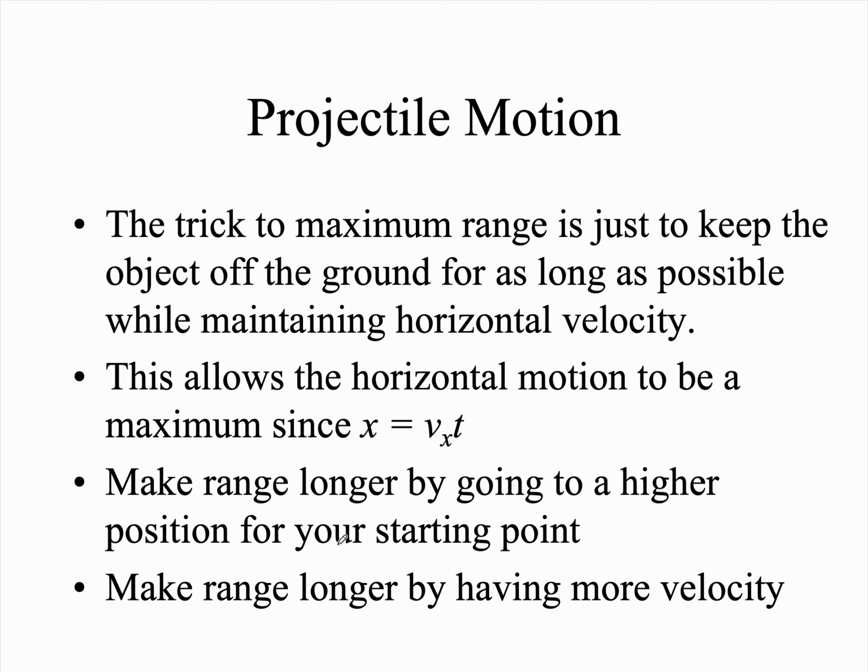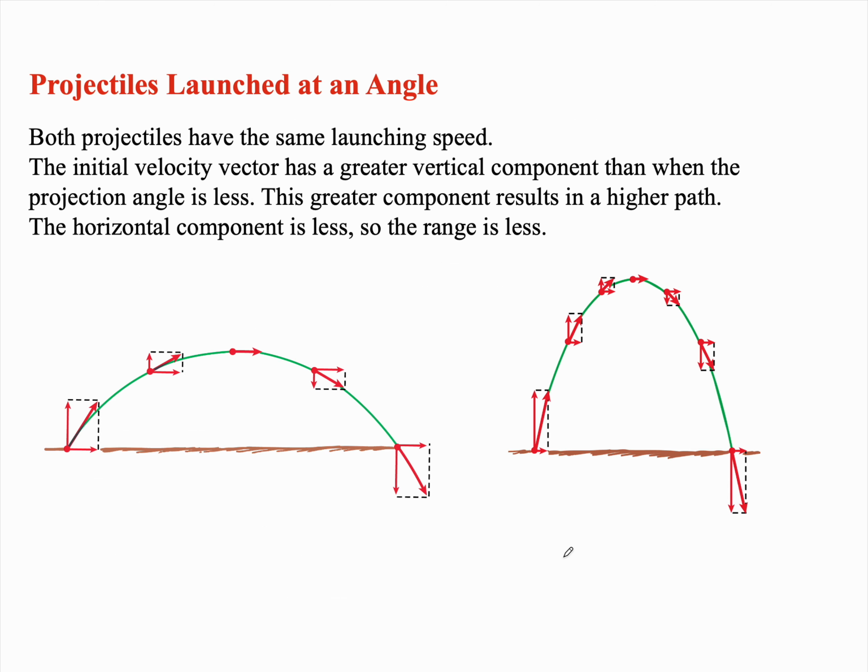And you could go longer by going to a higher position, raising your starting point. You can actually try that in your programming assignment tonight, or last night. But take a look at this real quick. Both projectiles have the same launching speed. The initial velocity vector has a greater vertical component in the second one. It produces a higher path, but the horizontal component's less, so the range is less.